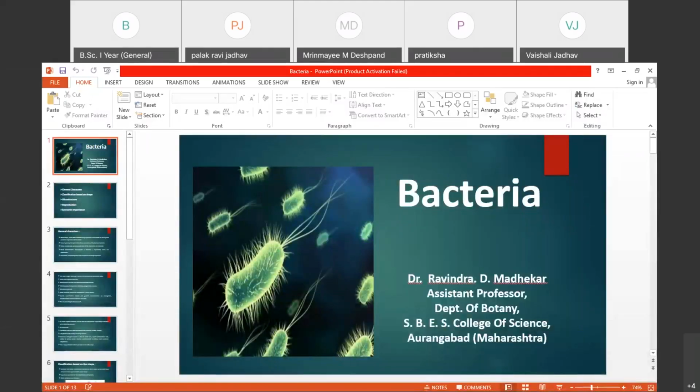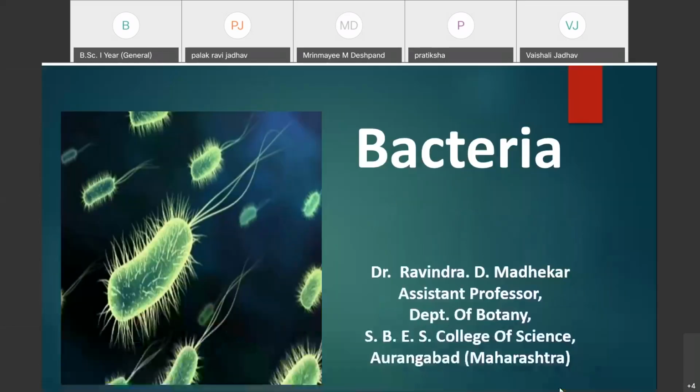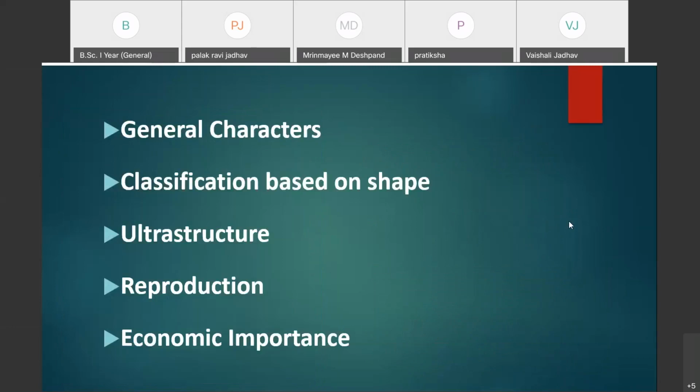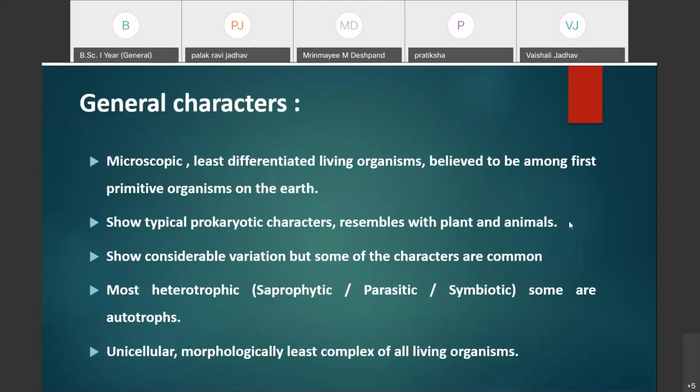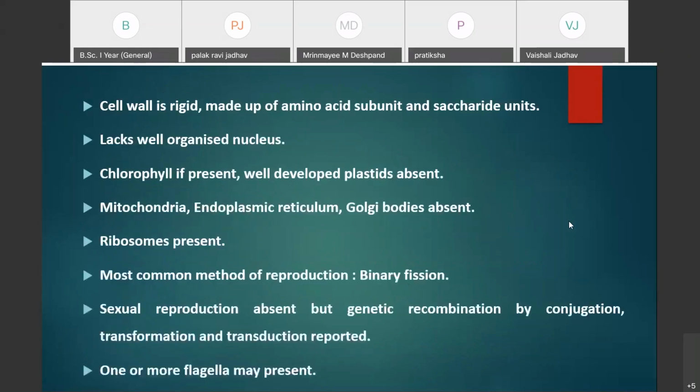Last lecture, we started the new chapter, and that is bacteria. In the last lecture, we were discussing the general characteristic features of the bacteria. Bacteria are prokaryotic, microscopic, least differentiated living organisms, and these are believed to be among the first primitive organisms on the earth.